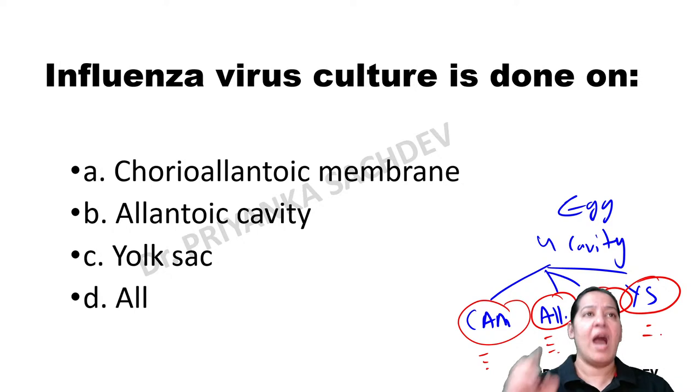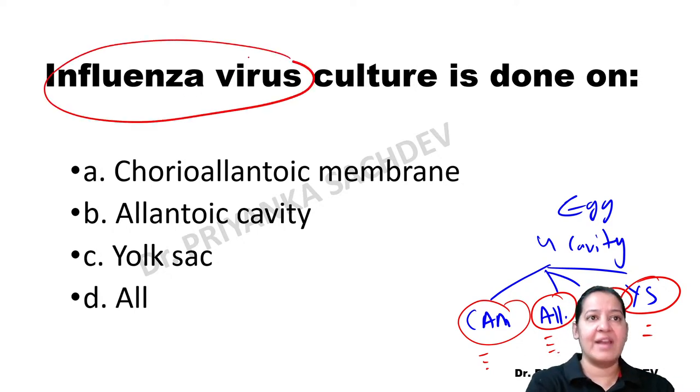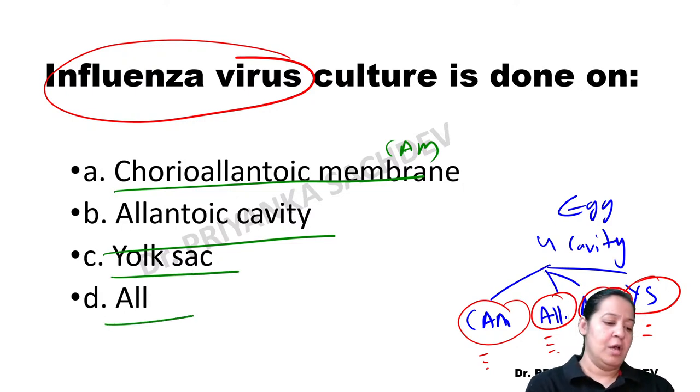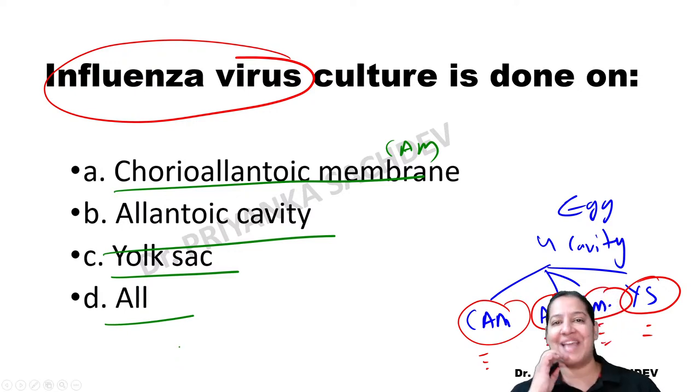So I am asking, influenza virus can be grown in which cavity? Can influenza virus be grown on CAM, the first cavity, allantoic, the second cavity, or yolk sac, the last cavity, or all? So these are your four options. Someone is saying all, someone is saying B, someone is saying D. So where can the influenza virus be grown? Yesterday I told you the list, which virus can be grown in which cavity of the egg. We can put viruses in all four cavities with the help of the syringe, the tip of the syringe.